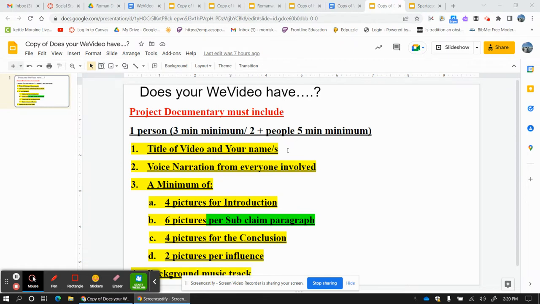You will need to have the title of your video and your names in your video. That should be the first thing we see. There needs to be voice narration from everyone involved. Remember, your video is your Satomer. You are reading your Satomer and taking your time, slowing it down and reading it. Every person in the video that's made the Satomer, so if it's me, Miss McCaffrey, and Mr. Kreitz, all 3 of us have to read from the Satomer in the video.